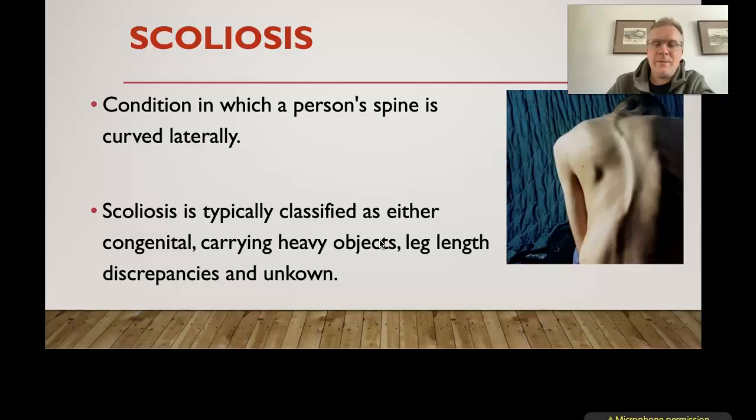We could see leg length discrepancies. And in some cases, we just don't know what's causing the scoliosis. Sometimes that could be tightness of the muscles or ligaments that could be causing this, but in some cases, it's undiagnosed. We don't know that for sure.